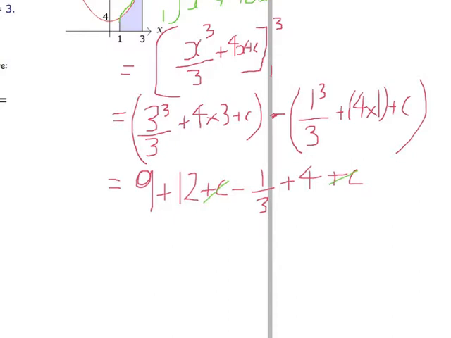Now if we just tidy this up, this will give us our area. So 9 and 12 is 21. Add 4 is 25, 25 minus a third is 24 and 2/3. So the area underneath the curve is 24 and 2/3.